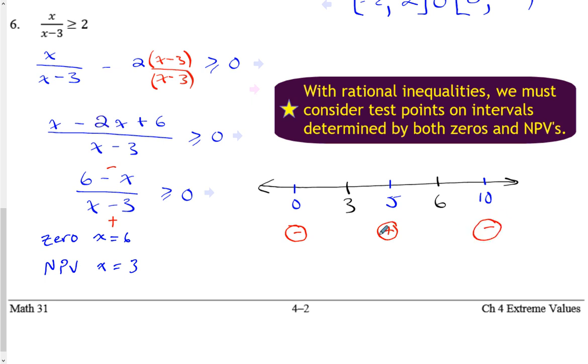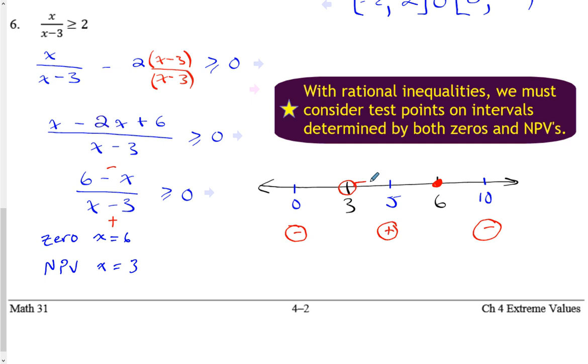So my function is not defined where x is 3, so that cannot be part of my solution. I need an open circle. I have a 0 where x equals 6. 6 minus 6 is 0. That is greater than or equal to 0. So I do want to include this point in my solution. And then I want positive values, which means I will choose all the values in this middle section here.